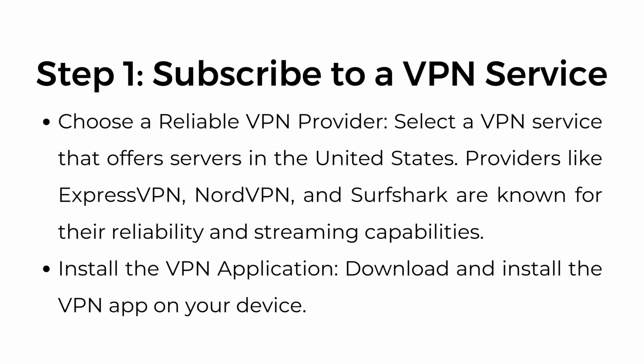Step number 1. Subscribe to a VPN service. Choose a reliable VPN provider. Select a VPN service that offers servers in the United States. Providers like ExpressVPN, NordVPN, and Surfshark are known for their reliability and streaming capabilities. Install the VPN application. Download and install the VPN app on your device.